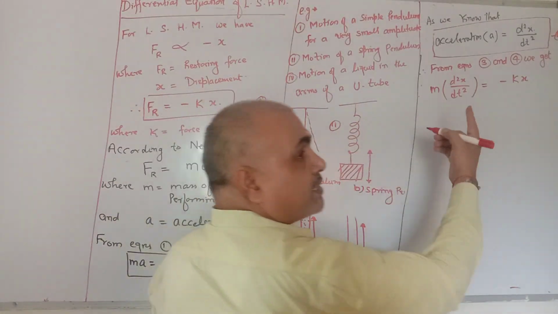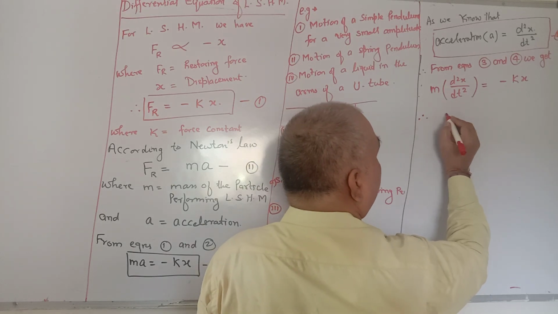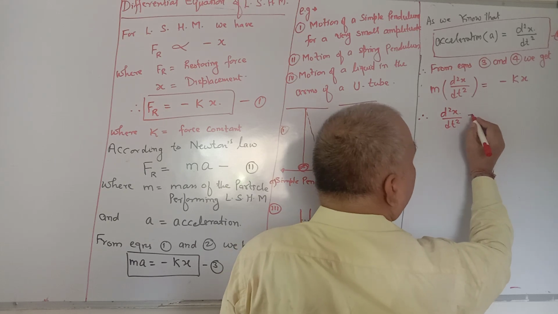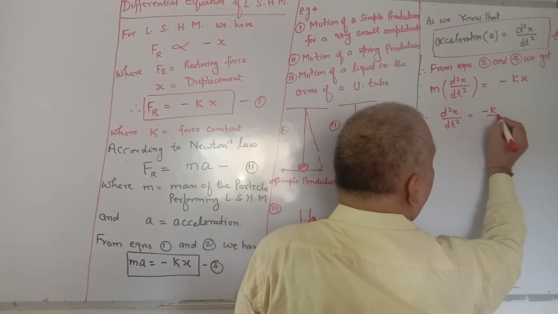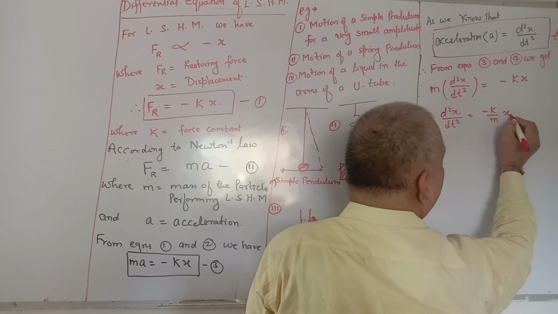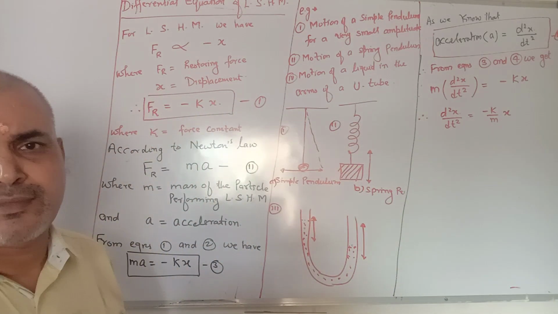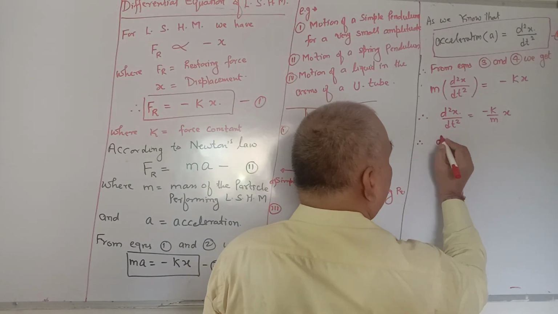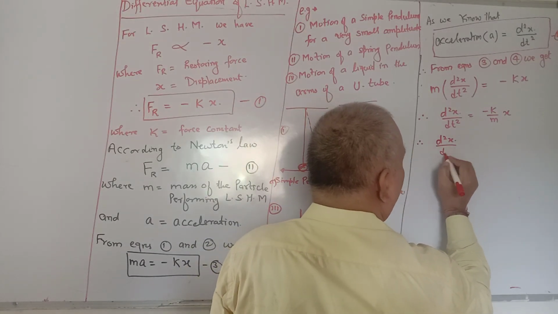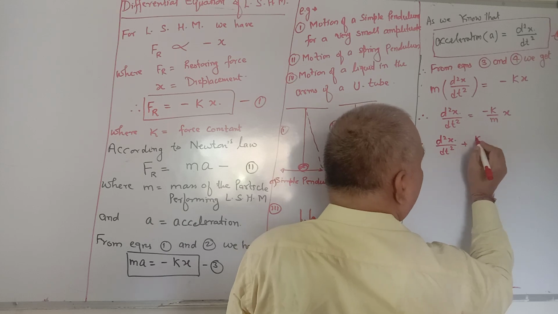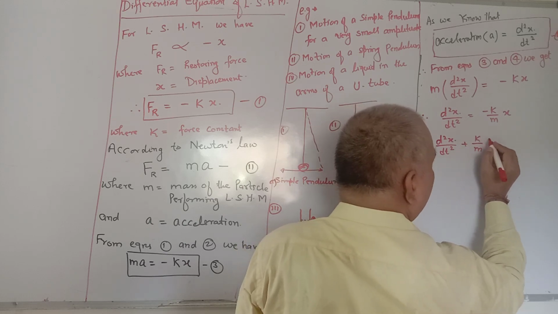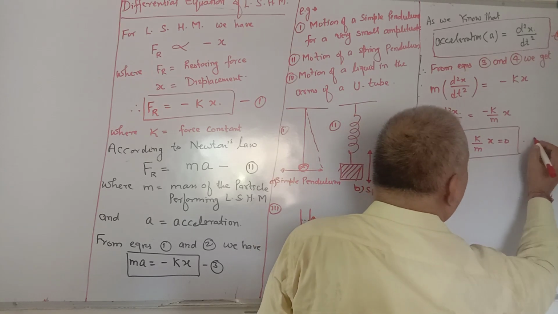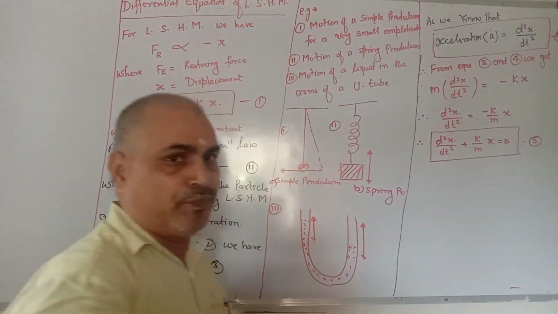Now dividing both sides by m, you will get d2x upon dt square is equal to minus k upon m into x. Bring the right hand side to the left hand side, you will get d2x upon dt square plus k by m into x is equal to 0. This we can take as equation number 5.